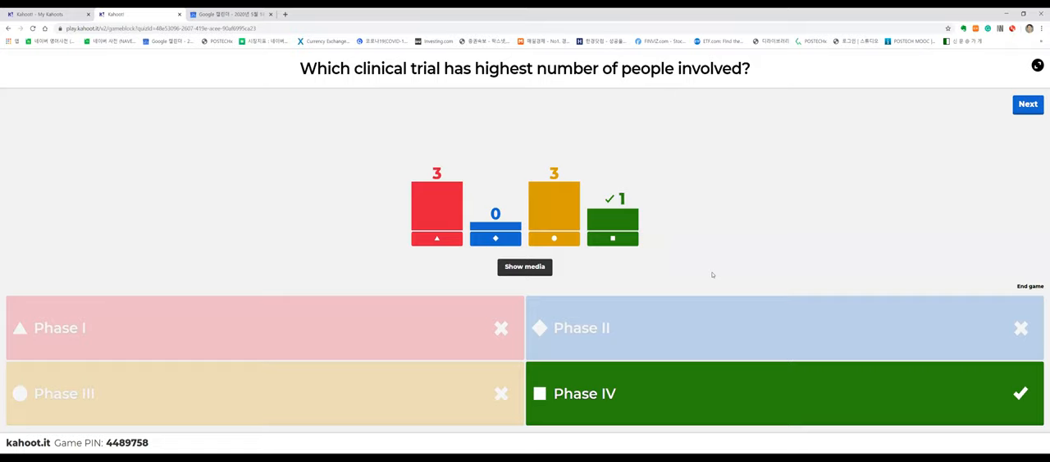Okay, phase one. What is the purpose of phase one? Safety check. Safety or toxicity, right? So for the safety test, I don't think that there are too many people involved. So phase two.